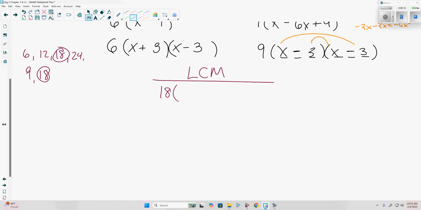Well, let's start with the one on the left. x plus 3. The one on the left has one set of factors for x plus 3. How many does the one on the right have? None. We don't have any x plus 3s. So how many times does x plus 3 show up in either? Once. So how many times do we need it? Once.